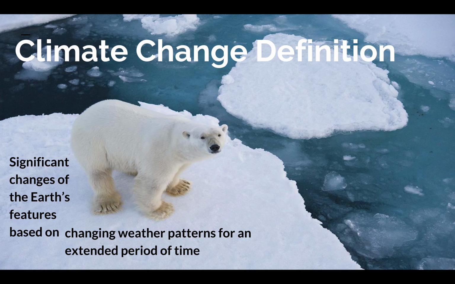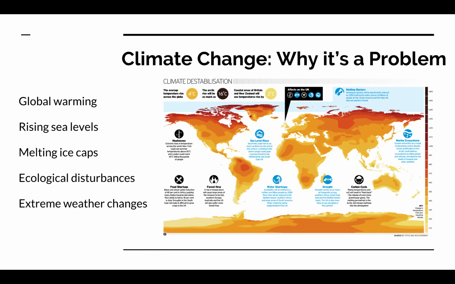So what is climate change? We are defining climate change as significant changes of the Earth's features based on changing weather patterns for an extended period of time. Why is this a problem? Some of the things we're experiencing as a global society today are global warming, rising sea levels, melting ice caps, various ecological disturbances across the globe, and extreme weather changes. The graphic to the right depicts some of the consequences we'll be facing if climate change continues.